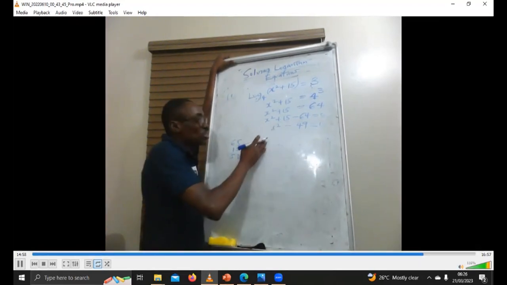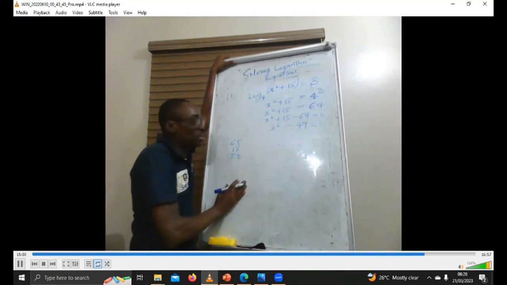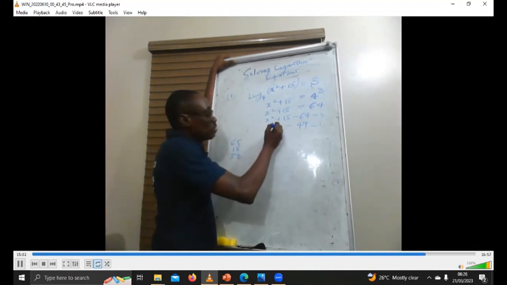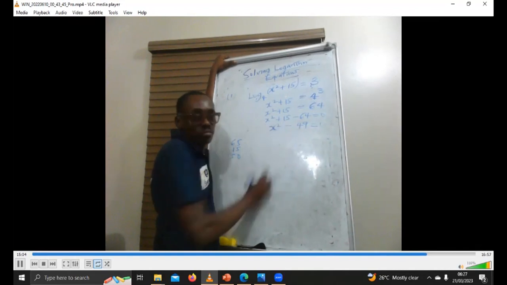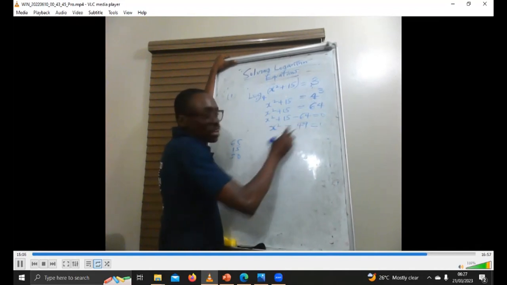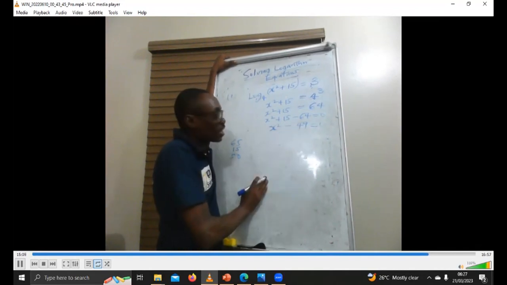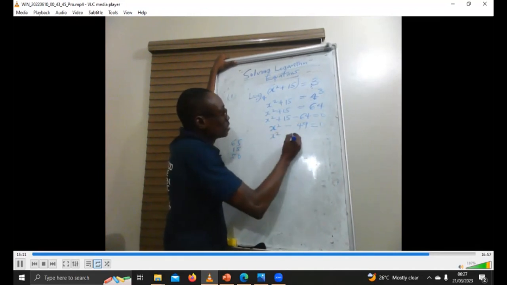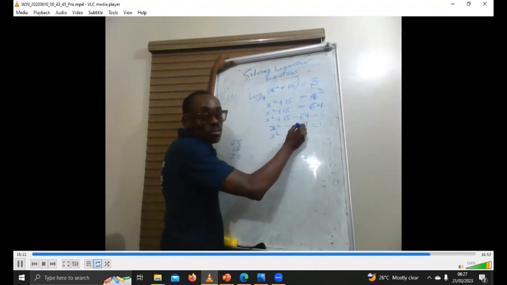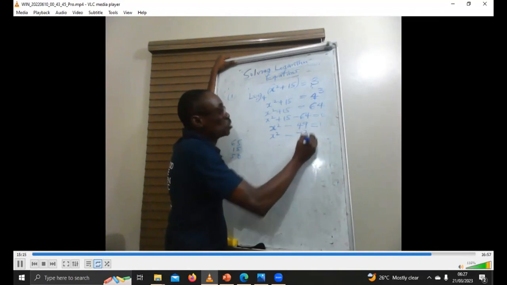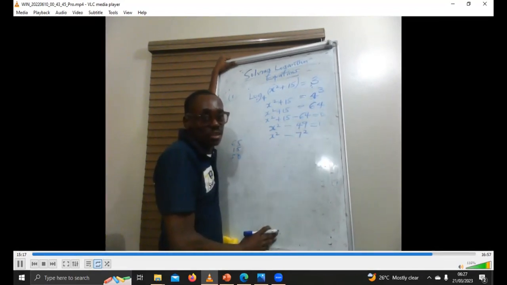So how do you solve this? How do you simplify this? This is difference of 2 squares. You can actually write 49 as 7 times 7. So you can write that as 7 raised to the power 2.